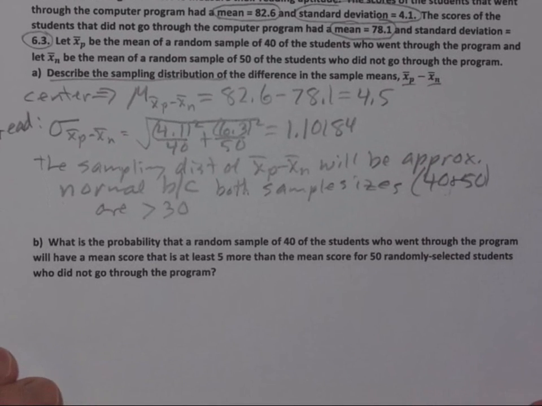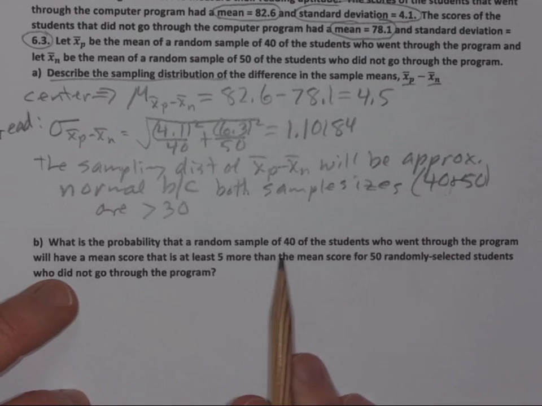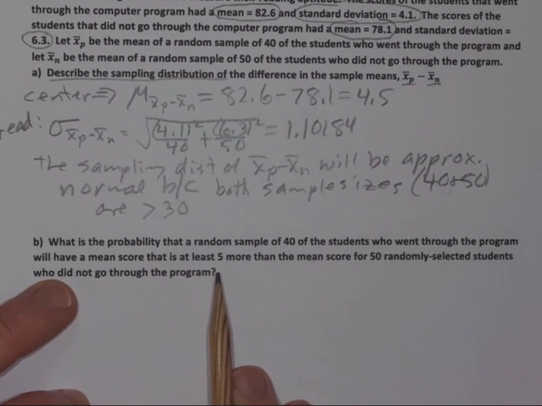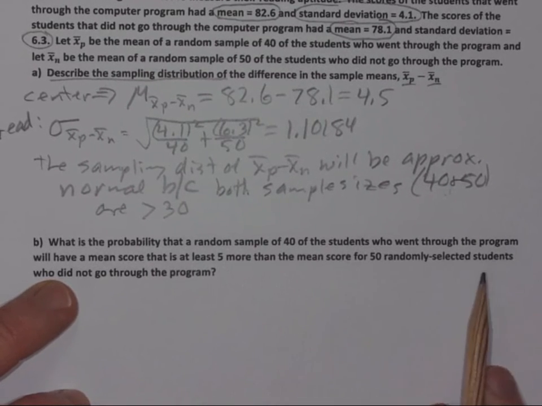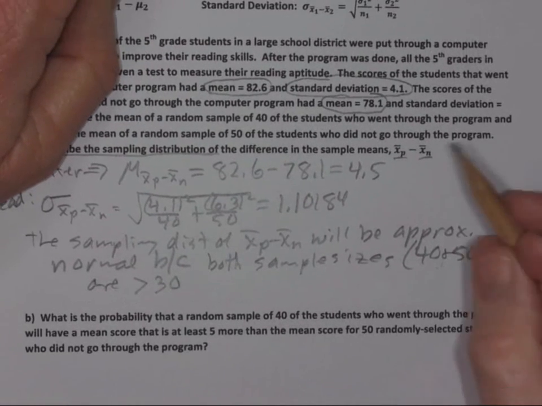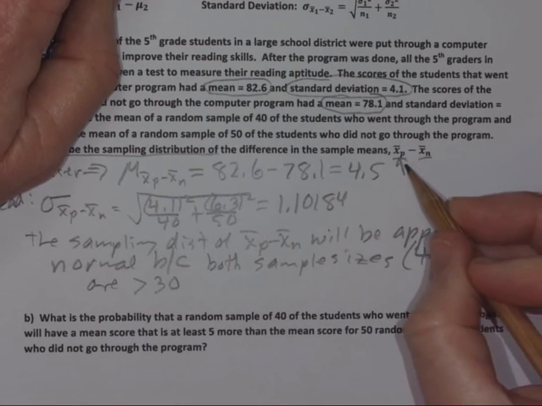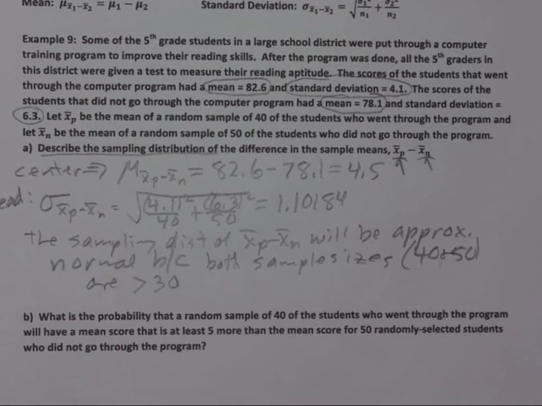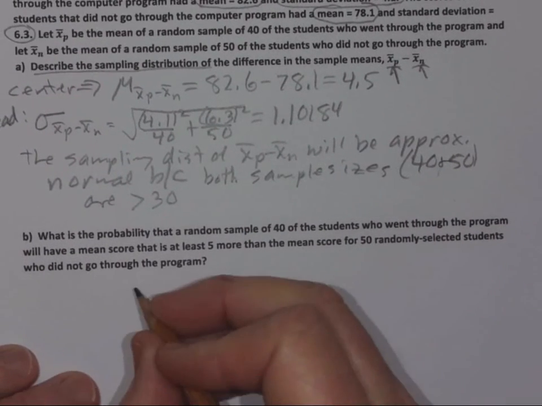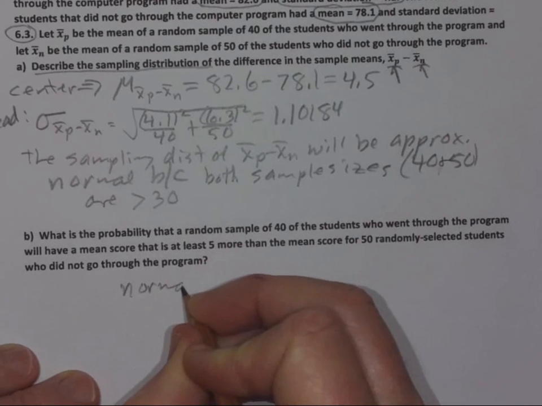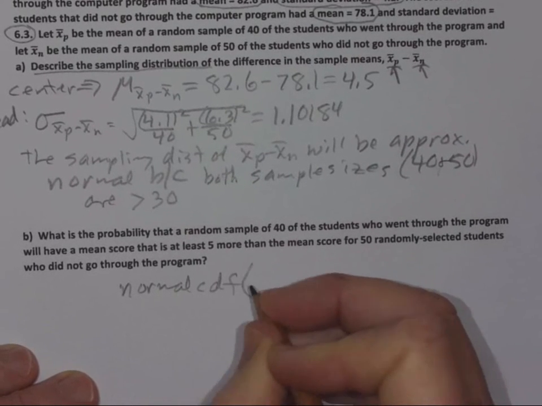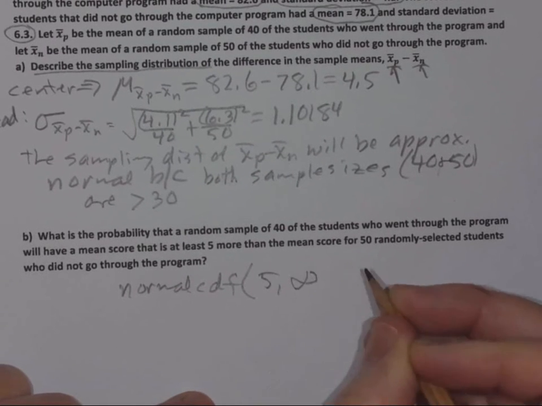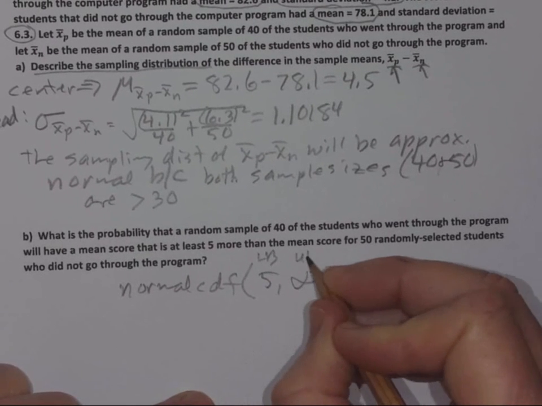The kind of problem we'll be asked is this: what is the probability that a random sample of 40 students who went through the program will have a mean score that is at least 5 more than the mean of the sample who did not? So what's the probability that this guy is going to be 5 more than that guy? We have our sampling distribution here, so we can answer that question. That will be normal CDF, because we have a normal curve. It says at least 5. That means from 5 to infinity. So that is my lower bound, and that is my upper bound.